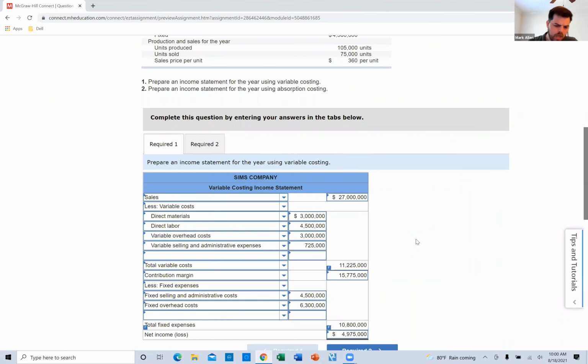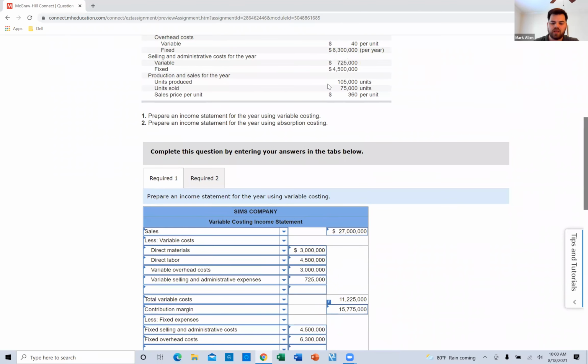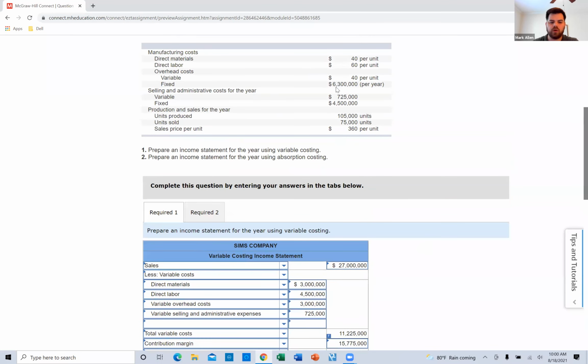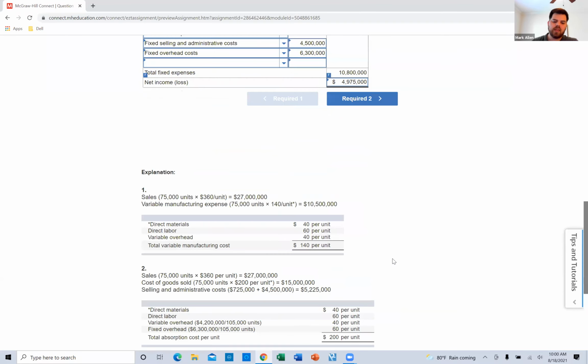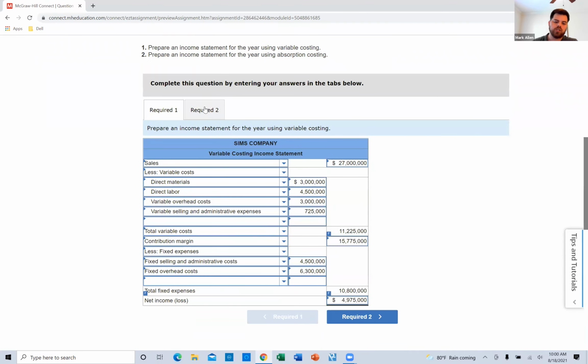It's very important. Now, once we've gotten our contribution margin, we now need to back out our other costs, which would in this case be our fixed expenses. So 4.5 million is our fixed selling and admin, simply coming from above. And then of course, our fixed overhead of 6.3 million coming from above as well. So 4.5 plus 6.3 is 10.8. And then 15,775,000 minus 10.8 million is 4,975,000. And that is our net income. So that is the first part of this question.